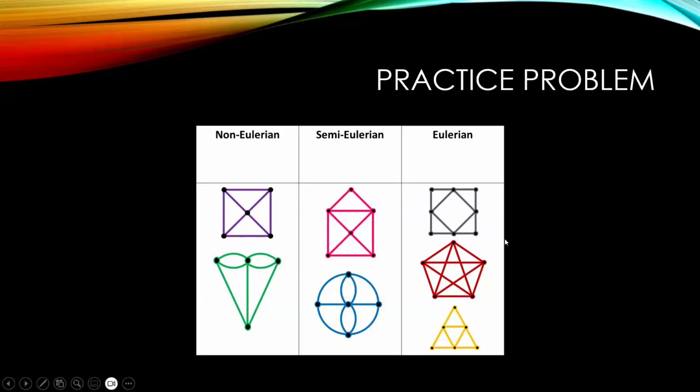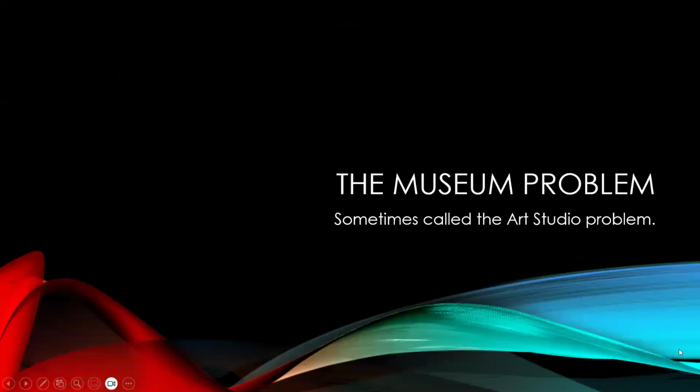Every node in this top square is either going to have a degree of 2 or a degree of 4. With this one, every single one has a degree of 4. And with this one, everyone's either degree 2 or degree 4. And so those were our Eulerian and semi-Eulerian paths.